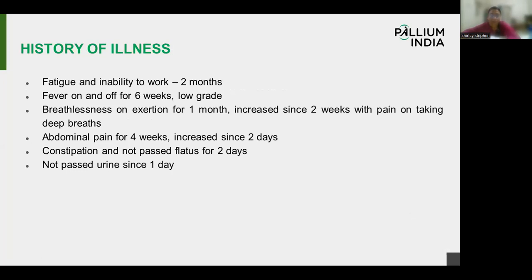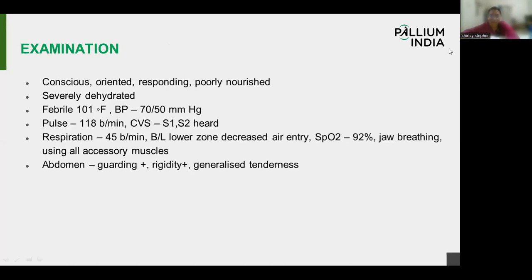He had not been able to go for work for about 2 months due to fatigue, and he had low-grade fever on and off for about 6 weeks. His breathlessness on exertion was there for a month, which increased in the 2 weeks before he presented to us. And he had abdominal pain for about a month, which increased in intensity in the previous 2 days. He had constipation and had not passed flatus for 2 days. He had not passed urine for a day.